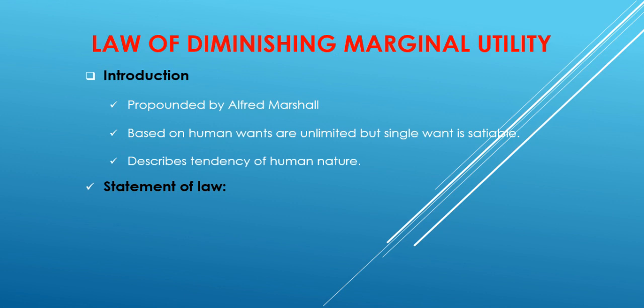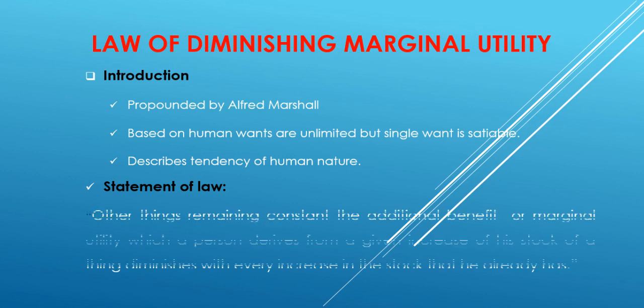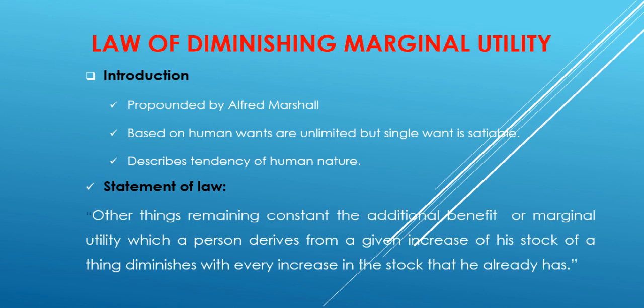The statement of this diminishing marginal utility theory is as follows. Other things remaining constant, the additional benefit or marginal utility which a person derives from a given increase of his stock of a thing diminishes with every increase in the stock that he already has.